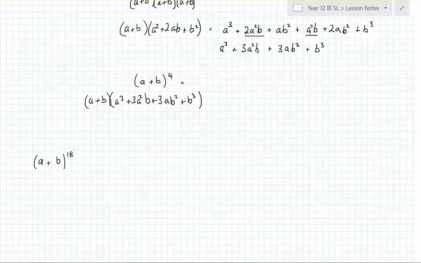This is what binomial expansion is. It's a quick way of getting straight to the answer without actually having to do all the expanding.